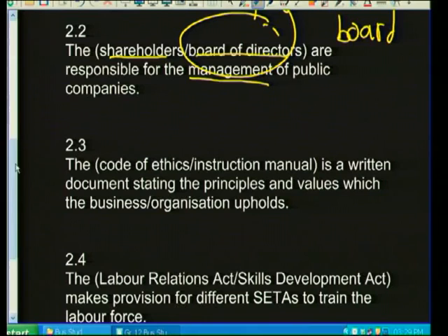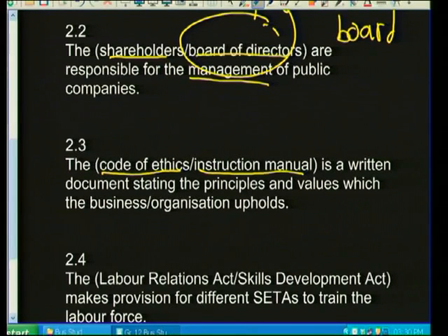Our next one, the code of ethics. Right, we've had that before in one of the multiple choice, remember? We had the concepts of unprofessional and unethical. So we're back with that word ethics. So it's about moral codes or values. Go back to the question. Code of ethics or instruction manual is a written document stating the principles, and you see there's that key word values, which the business or organization upholds. So we can see the answer over there is code of ethics.